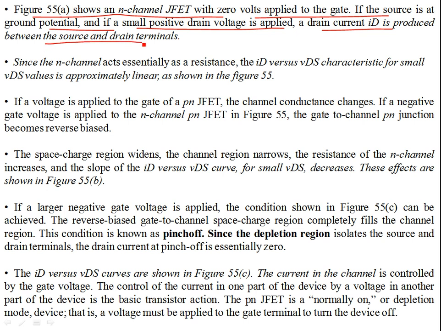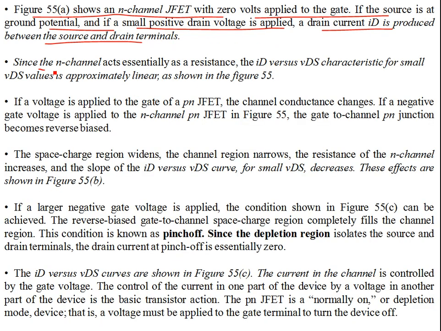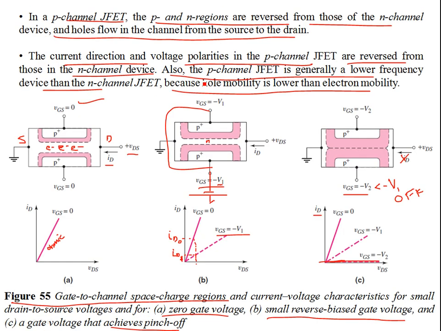That's the explanation of figure 5.5A, as I said earlier. With VDS, you have the current. Since the N-channel acts essentially as a resistance, the ID versus VDS characteristic for small values of VDS is approximately linear, just like a device that obeys Ohm's law. The inverse of the gradient is the channel resistance, which is constant. For small VDS, as you go on increasing VDS, the current increases because of the horizontal electric field.